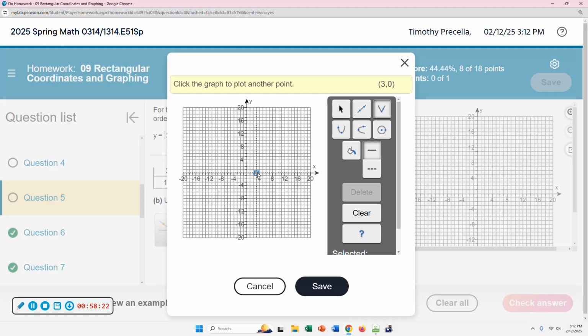So click it. I've clicked it. Now, Tony, start moving your mouse around. Look at that. It's drawing every possible absolute value graph that has a vertex at 3, 0. Notice how it's symmetric.